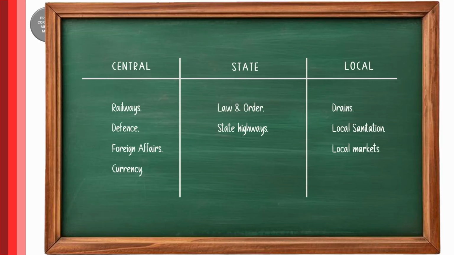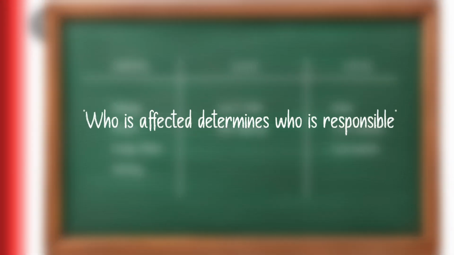To solidify the students' understanding and provide more clarity, now explain the concept clearly. Draw a 3-column chart: center, state, and local. Add a few more examples in each category. Teach the simple rule that decides everything. Who is affected determines who is responsible.